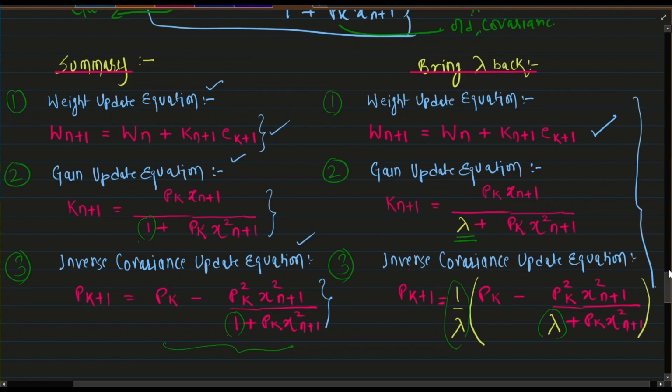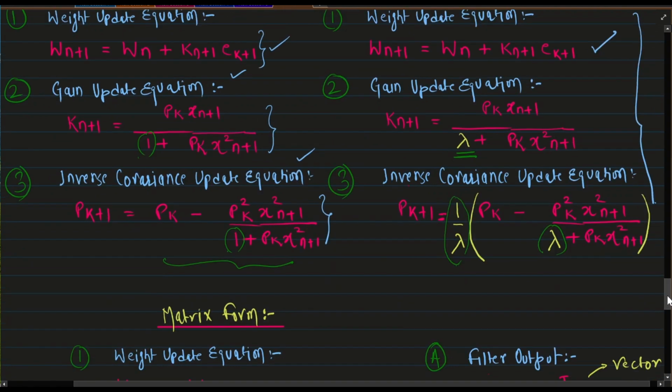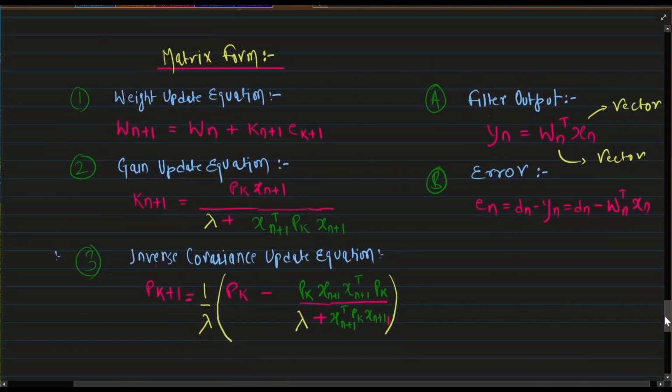I also want to mention that so far we have considered this problem from a scalar perspective. Eventually we will have the matrix form of it, because we will have a multi-tap filter, and because of the multi-tap filter, the weights will be a vector, and the input will also be a vector.